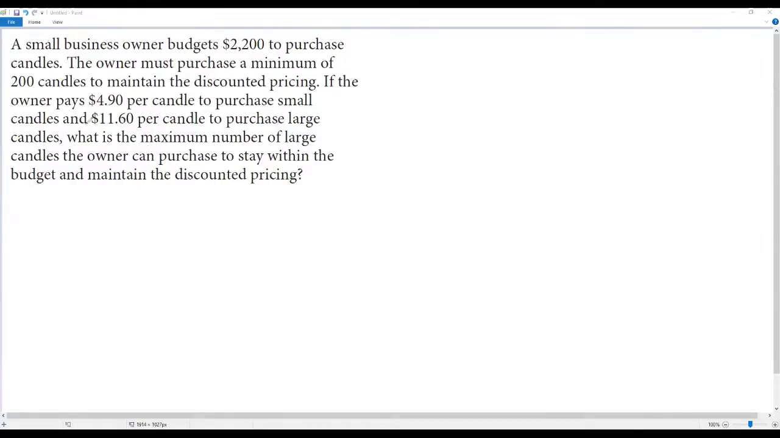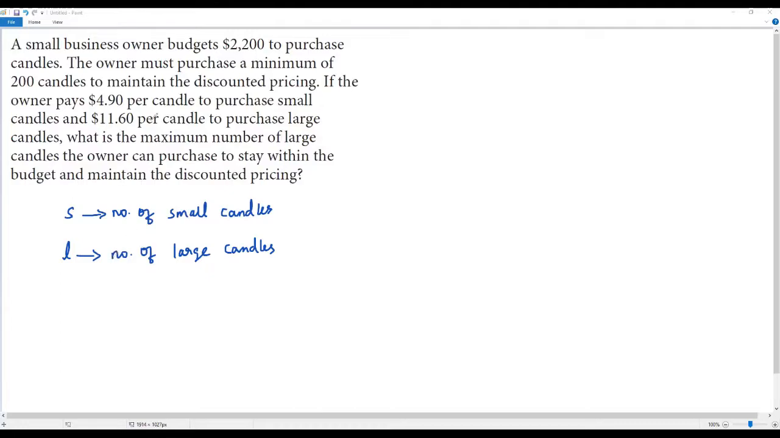So first we have to assign some variables for the number of small candles and number of large candles. I assume S as the number of small candles and L as the number of large candles. According to the question, I have to find the maximum value of L, and L has to be an integer, a whole number, because the number of candles cannot be a decimal.